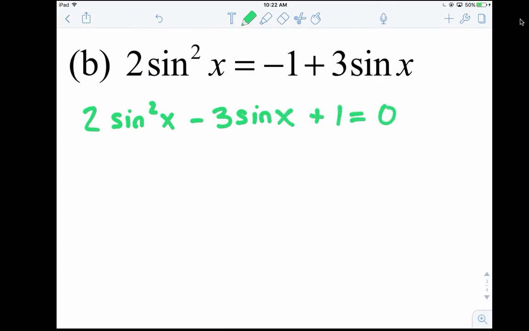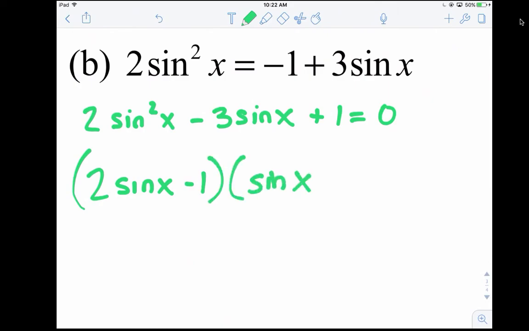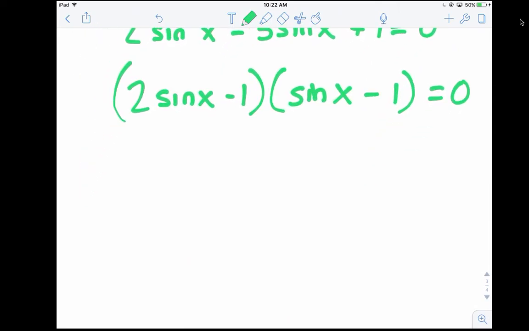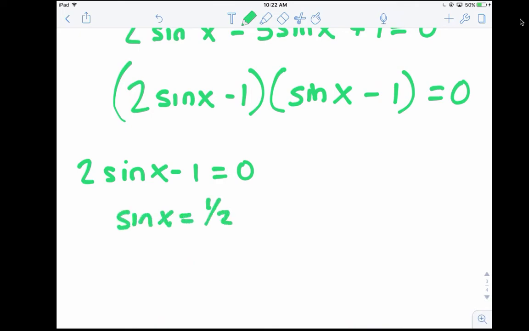Okay, so by doing that, you can now factor the equation, right? So it's like you have 2x squared minus 3x plus 1. If you factor this properly, you have 2 sine of x minus 1, and then you have sine of x minus 1. Make sure that you're setting both of your factors equal to 0. Then that gives you sine of x is 1/2, so those solutions would be pi over 6 and 5 pi over 6.